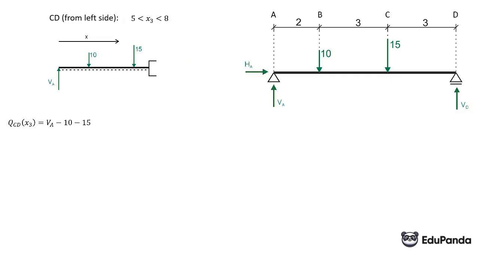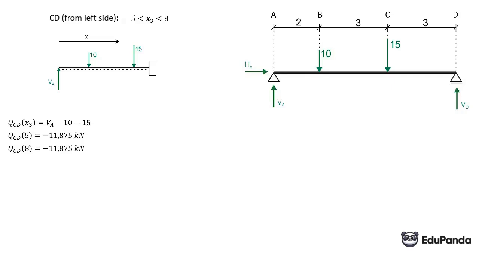VA upwards, 10 downwards, which is negative, 15 downwards, which is negative, so this is the shear force equation. Here it is also not dependent on the variable x3, so it will be a constant value, meaning for both the coordinate 5, that is for the 5th meter of the beam, and for the 8th meter of the beam, this constant value is minus 11.875 kN. If we want to write the moment equation, well, here's how.